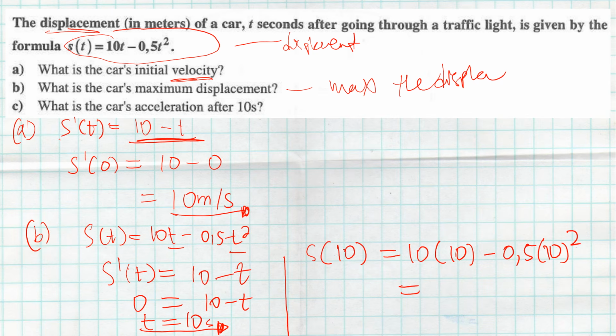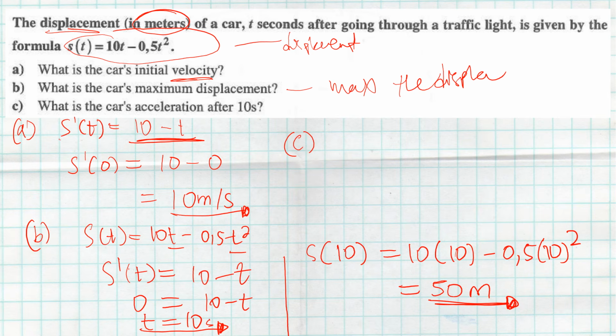When we use the calculator, it will give us 50, and the displacement is measured in meters. So the maximum displacement of the car will be 50 meters. Let's quickly go to C and conclude our lesson. What is the car's acceleration after 10 seconds? So now they want the car's acceleration.